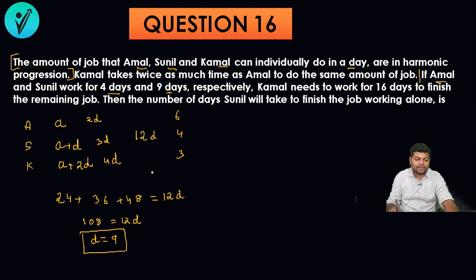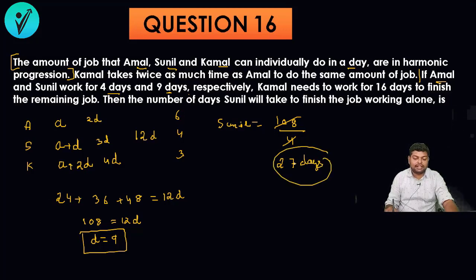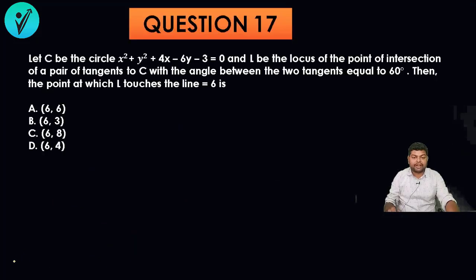Then the number of days Sunil will take to finish the job working alone. The total value of the work is 108. And what is the efficiency of Sunil? The efficiency of Sunil is 4. So divide it, 108 by 4, and it will be 27 days. So the total days taken by Sunil will be 27 days. The correct answer to the question is 27.